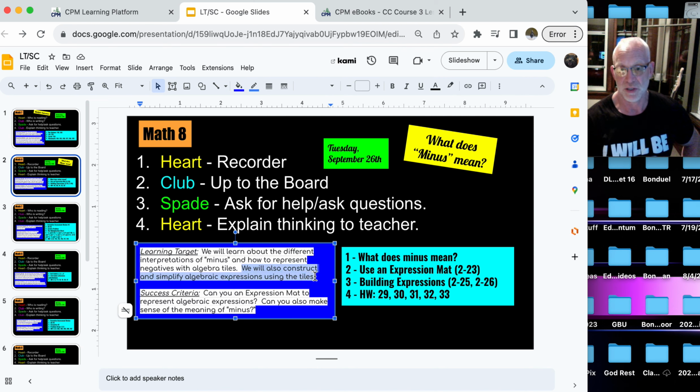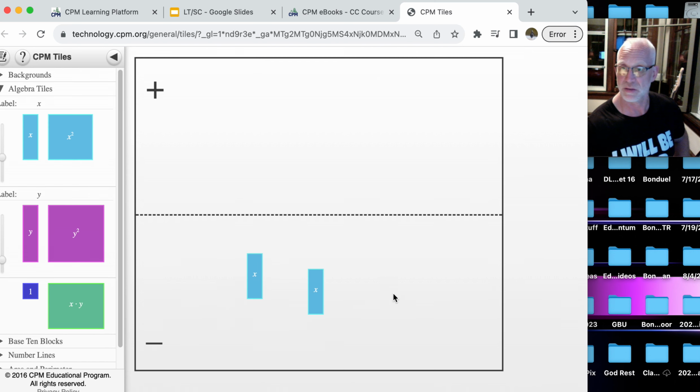-2x. So we want two x's, but we want a negative. So we could do this, right? -2x. Or we could go into the opposite zone and say the opposite of 2x. Both of those are going to work.